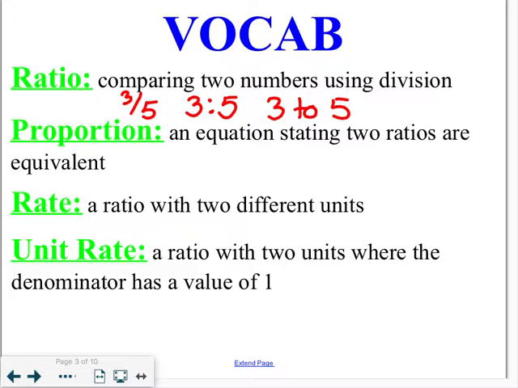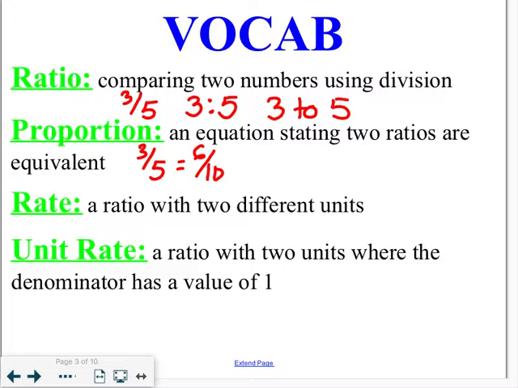A proportion is an equation that says two ratios are equal to each other, so two equivalent fractions. For example, 3/5 is equal to 6/10. That's setting up a proportion. There are two equal ratios.